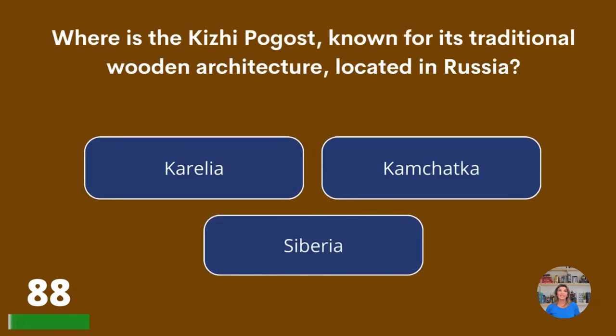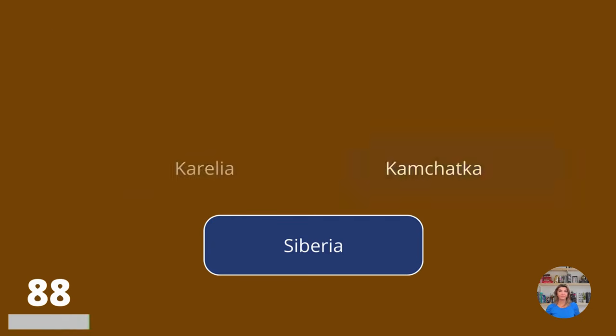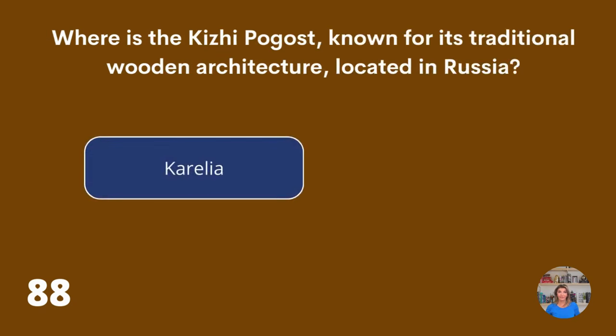Where is the Kizhi Hogost, known for its traditional wooden architecture, located in Russia? Karelia, Kamchatka, or Siberia? Karelia.